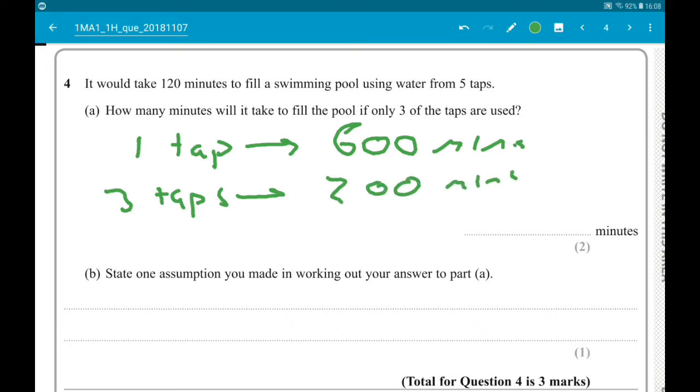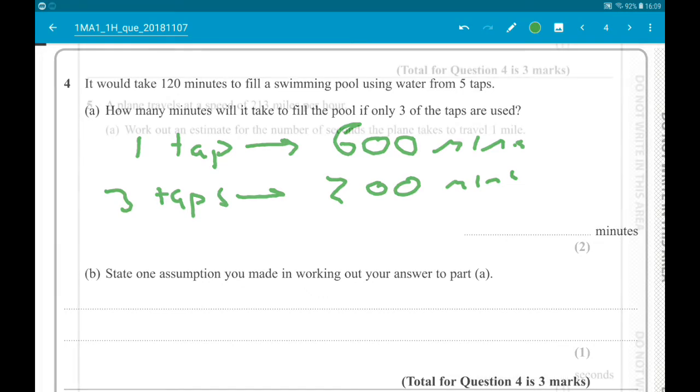And then for part B, we've already answered that. State one assumption you made in working out your answer, part A. So our assumption is that each tap has water flowing out at the same rate.